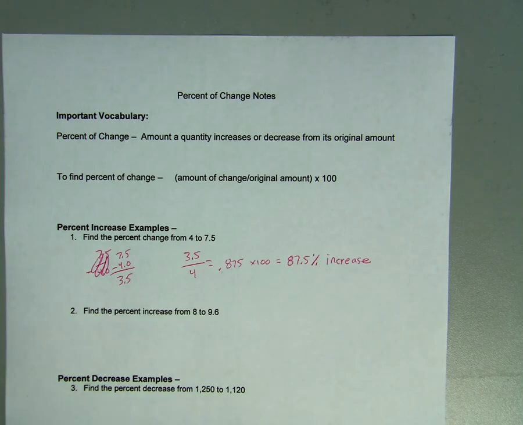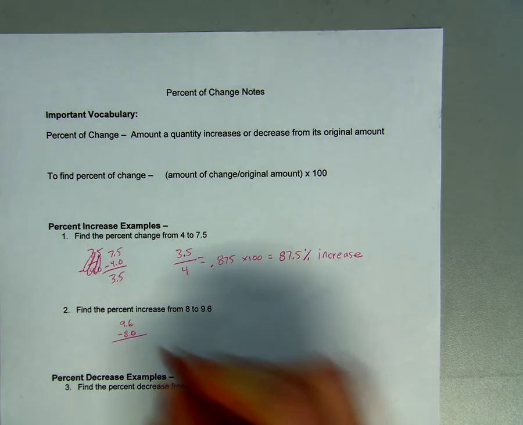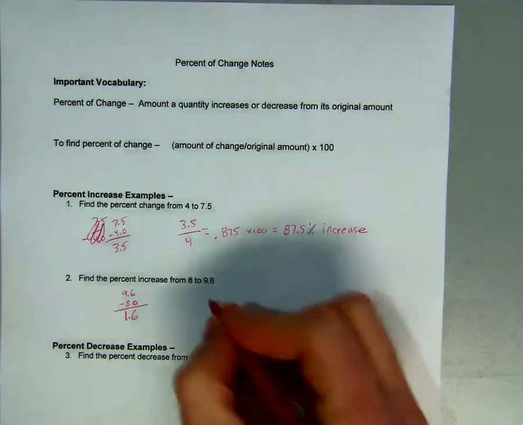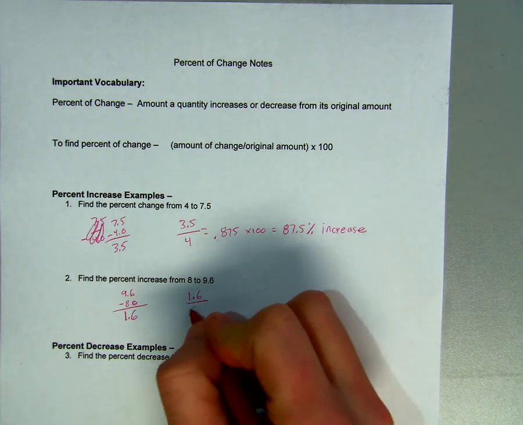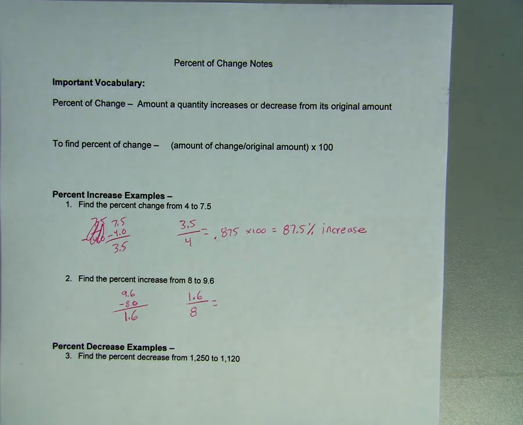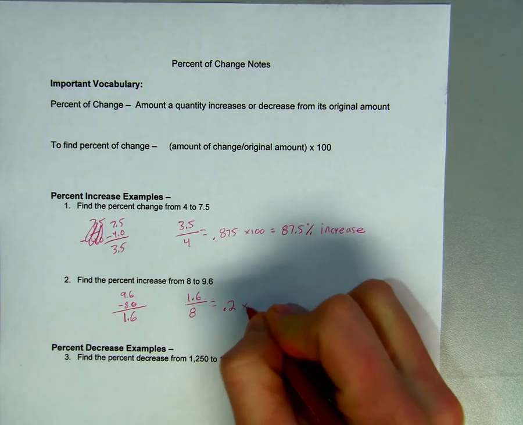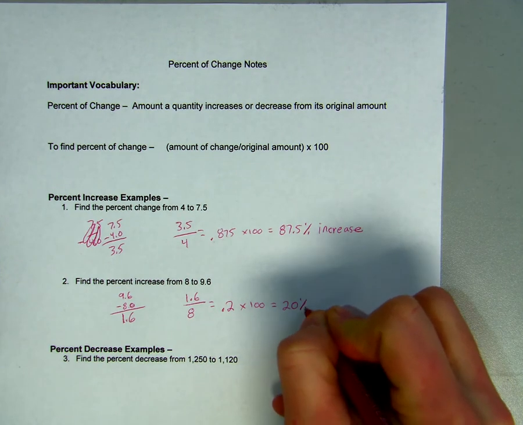Okay, for number 2, again I have percent increase, so I'm getting a larger number, which means it's going to be a positive percentage. First I'm going to find my difference. So 9.6 minus 8.0, and I get 1.6 as my difference. I'm now going to divide. My amount of change goes on top, and my original amount goes on the bottom, which is 8. So I divide 1.6 by 8, and I get 0.2. I multiply it by 100 to turn it into a percentage, and I get 20% increase.